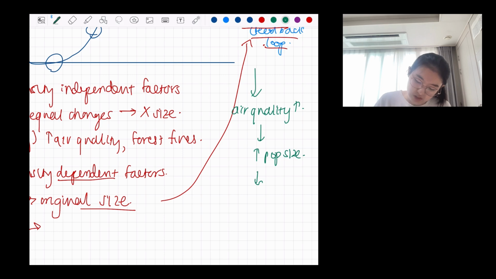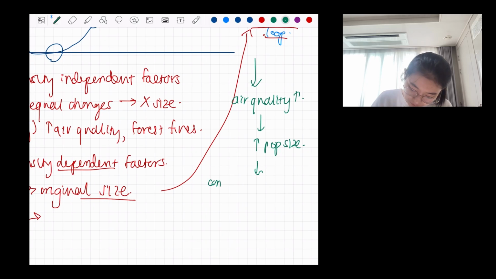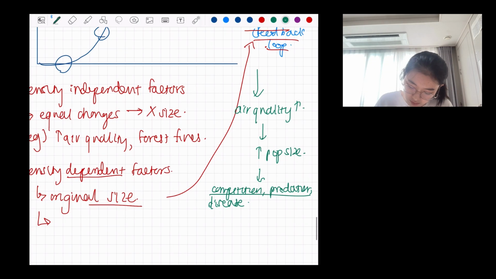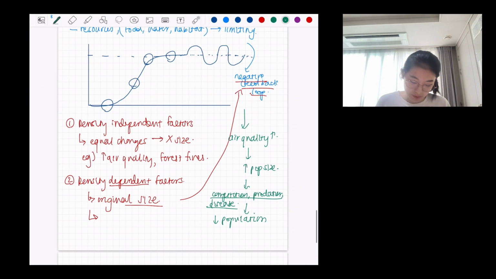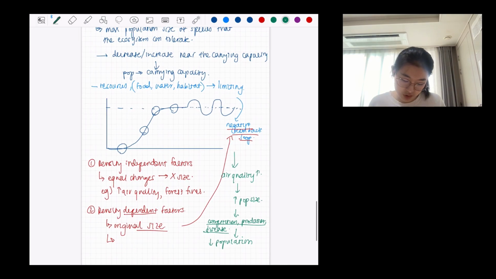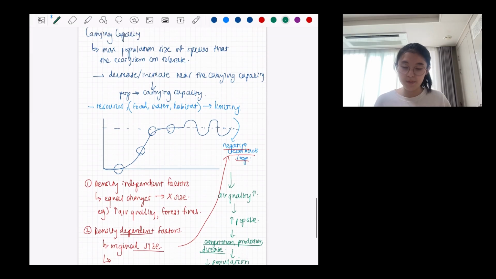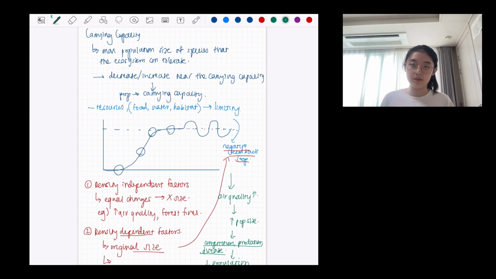However, if the population goes beyond the carrying capacity, the density dependent factors will come into action, such as competition, or even predation, or even disease, all of which are population density dependent factors. All of these would come into action, and that would cause the population to decrease again and stay within the bounds of the carrying capacity. And that's pretty much it in terms of how these density independent and density dependent factors can act as regulatory mechanisms for ensuring that the population keeps within the bounds of carrying capacity.